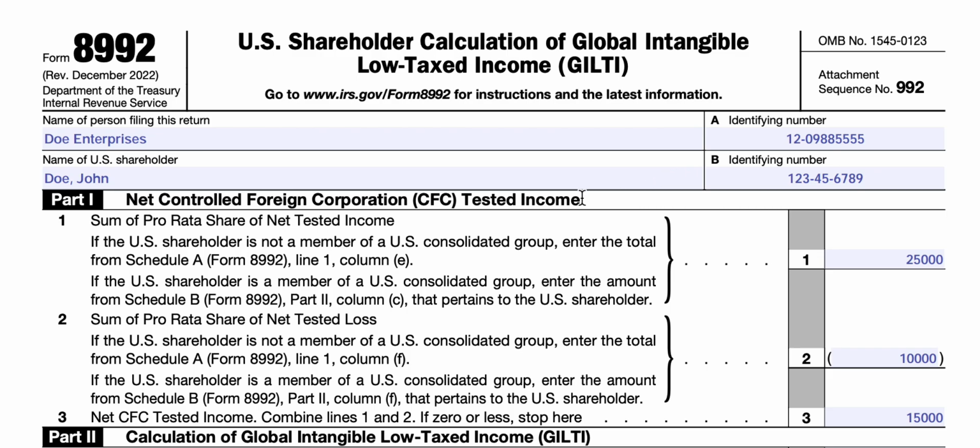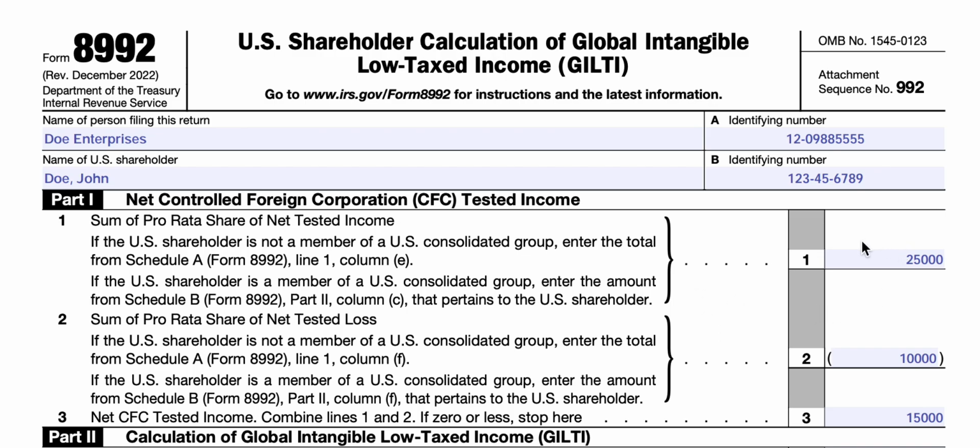So in part one, we're going to be calculating the total net controlled foreign corporation tested income. And then in part two, we're going to calculate any global intangible low taxed income, also known as GILTI, that might be reported on your income tax return. So we'll complete lines 1 through 3, and then from part 1, we'll outline what your next steps might look like.